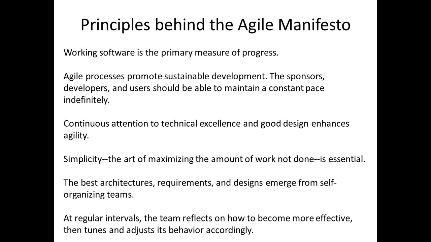Agile processes promote sustainable development. So it will always go on a flow, and that flow should be defined at all levels, like sponsors, developers, users, and they should be able to maintain that as well. The next is continuous attention should be given to technical excellence, and good design enhances agility. So always focus on how to arrive at technical excellence at the team level, so that we can have good design. And once we have these two things, we will have more and more agility in our product or project.